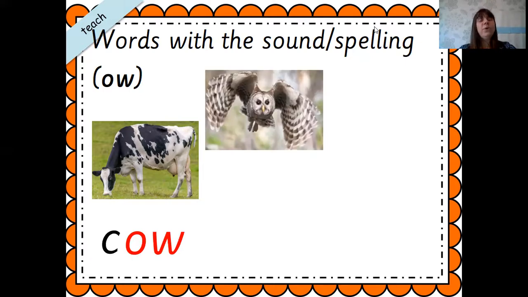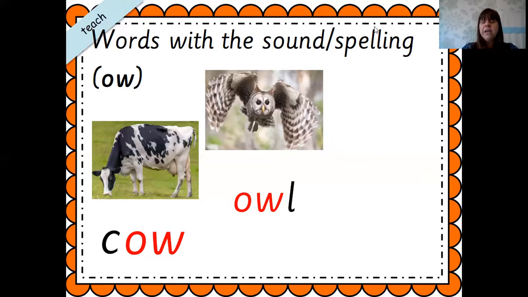Here's the story that I was going on about. Owl, as in Owl Babies. Again, let's sound it out. Ow, owl. Ow, owl. So, 1, 2, 3. Sound it out again. Ow, that comes at the beginning. Cow, the ow comes at the end. Owl, the ow comes at the beginning.